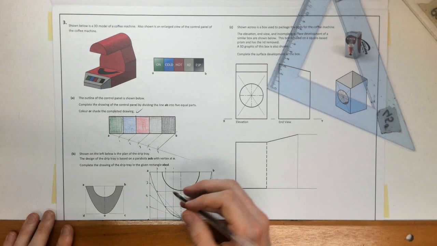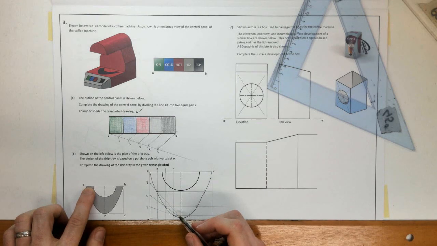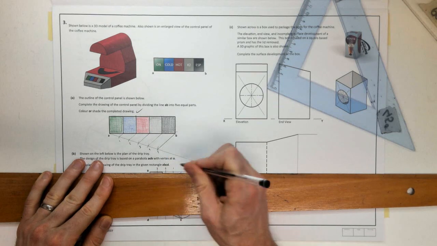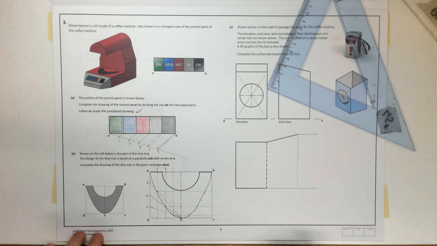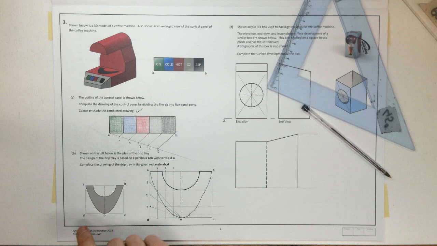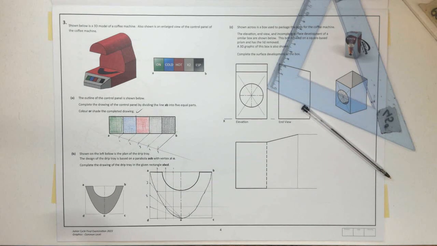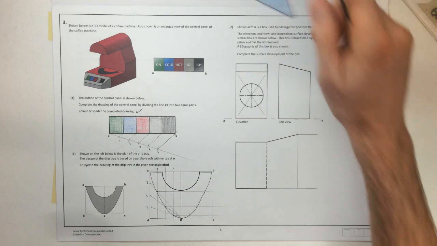Okay, and then just to finish it off, I'll draw that line from A and B. Okay, and complete the drawing. Yeah, so we've got our parabola drawn there. Okay, so that's question B completed.